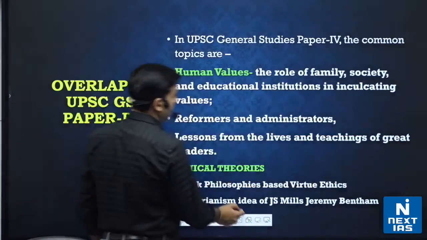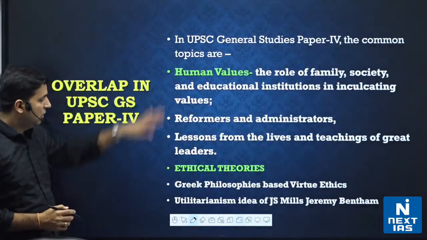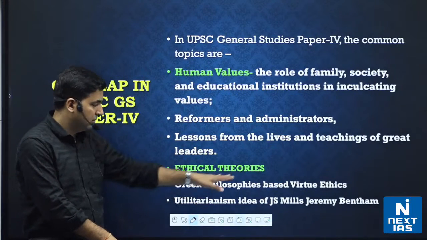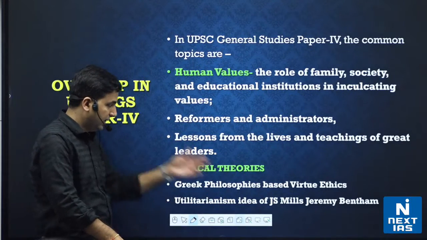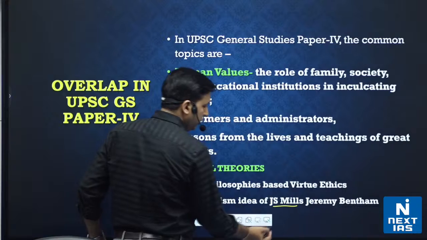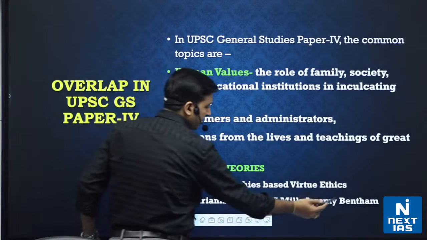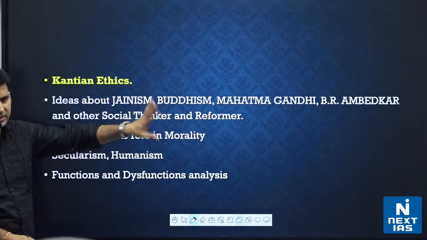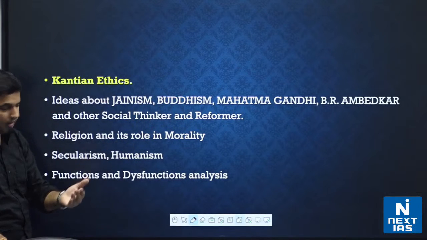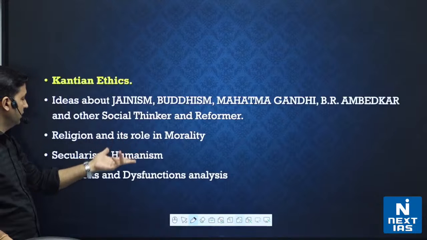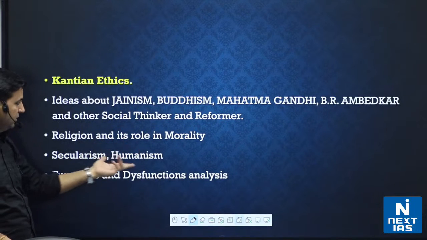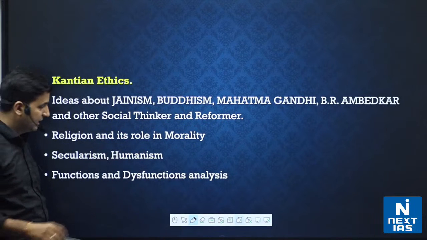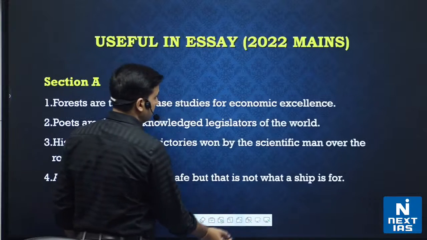Lastly, in paper 4, all these leaders who are known for their philosophies, like J.S. Mill, we discuss. Under utilitarianism, the idea of Jeremy Bentham, and virtue ethics we discuss. Then we discuss in detail Gandhiji and Ambedkar in our syllabus on caste. Then partially we also cover the ideas of secularism and humanism, which are given in the syllabus. So these are the things we covered.